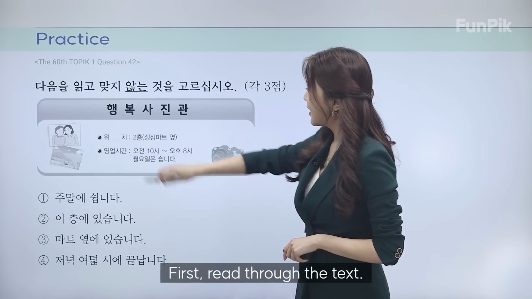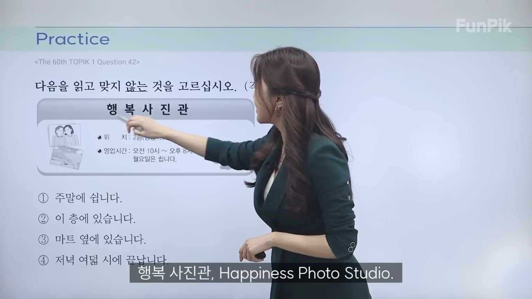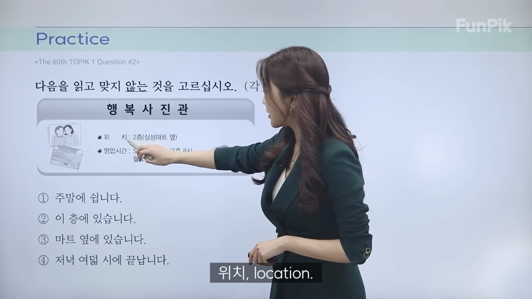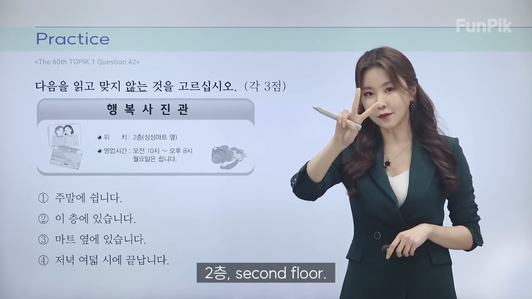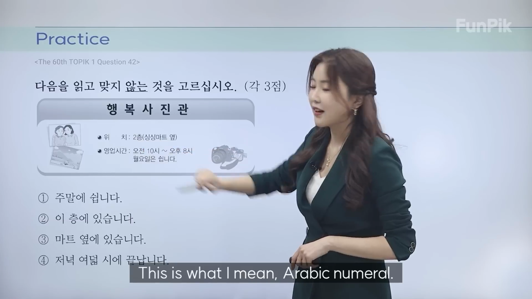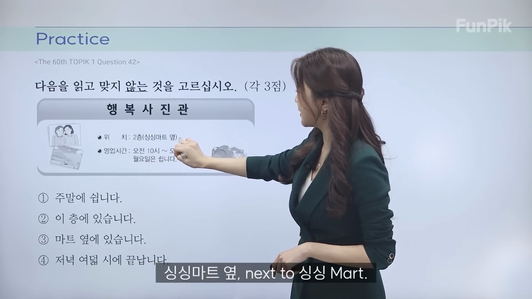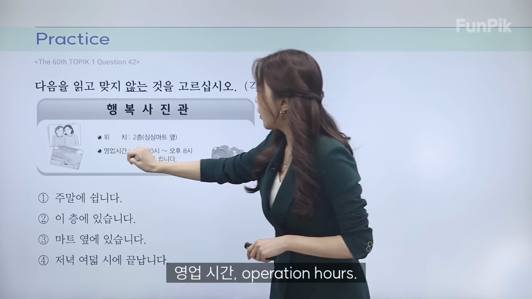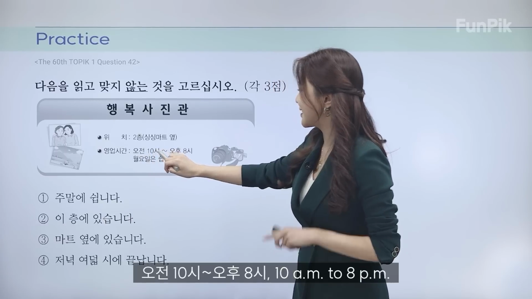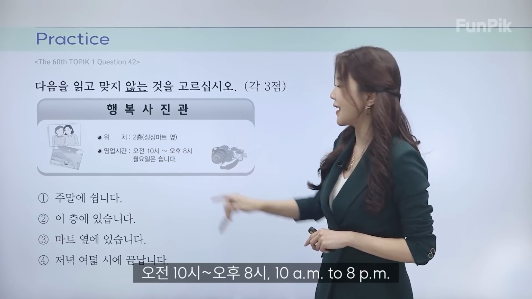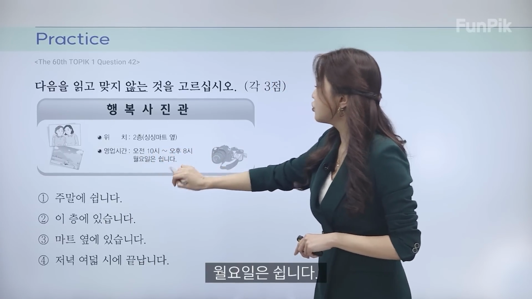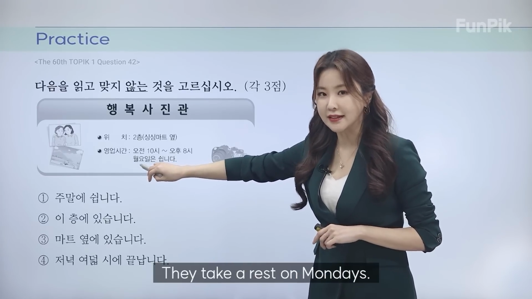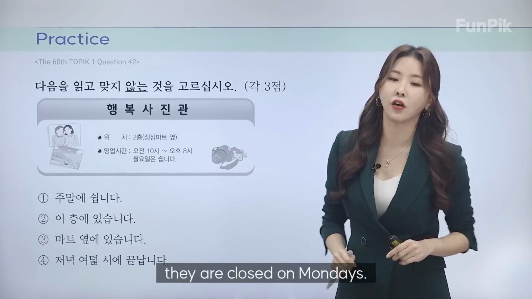First, read through the text. 행복 사진관, happiness, photo studio. 위치, location, 2층, second floor. This is what I mean, Arabic numeral. 싱싱마트 옆, next to 싱싱마트. So the name of a mart. 영업시간, operation hours, 오전 10시, 10 a.m. to 오후 8시, 8 p.m. 월요일은 쉽니다. They 쉬어, take a rest on 월요일, Mondays. In other words, they are closed on Mondays.